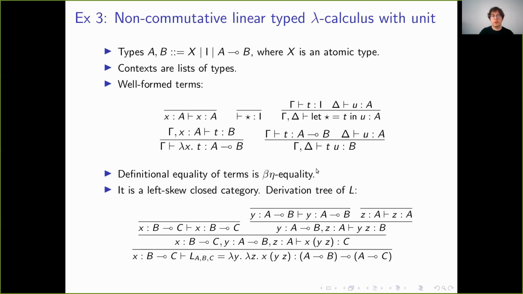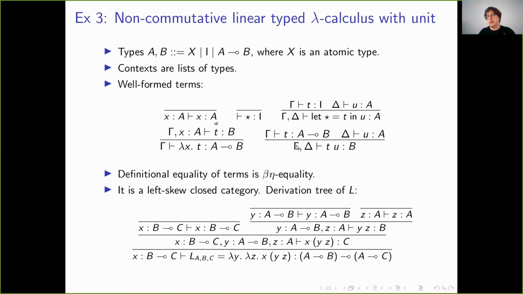This is the grammar for well-formed terms. So you have variables, and then you have unit introduction and elimination, and abstraction and application. So you see that this is a non-commutative linear variant of simply typed lambda calculus.